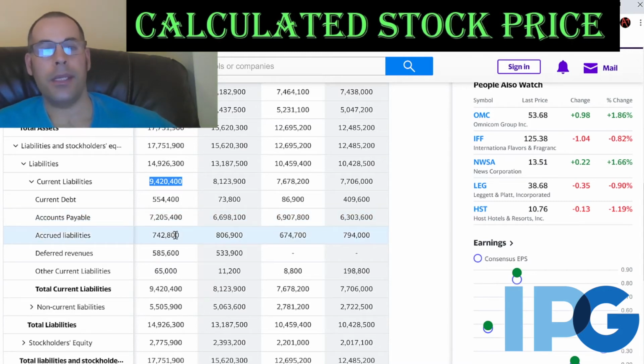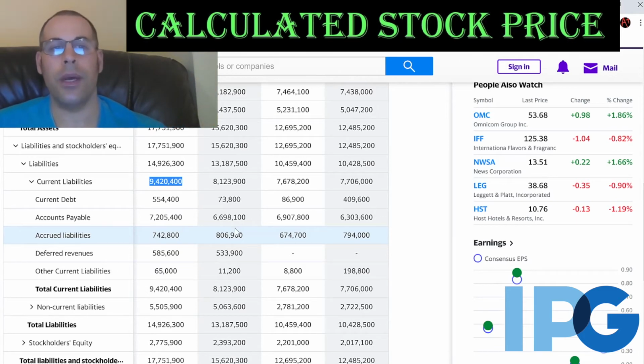So companies incur expenses throughout the month, but if it doesn't pay those expenses, it adds it to accrued liabilities. And then when it actually pays it, it takes it out of accrued liabilities and then passes it on to the income statement. So payroll is a common type of accrued liability.